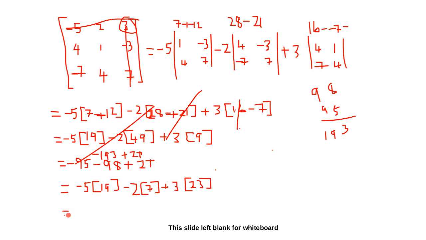Now this will now be negative 95. Negative 95. Then here we'll have negative 2 times 7, which is minus 14. And then 3 times 23, that will be plus 69. So what will this give us? So negative 95 plus, if we subtract negative 14 from it, that will be minus 109. Minus 109. Then we are adding to 69. So if you add that, now you'll get a negative 40.